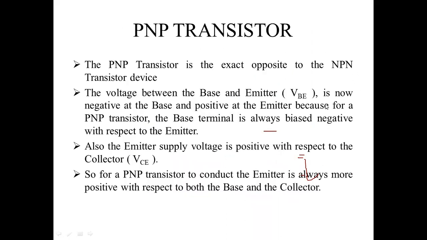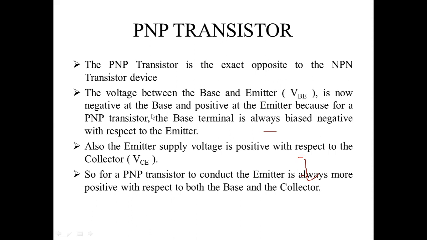So same explanation we have given here now. The PNP transistor is the exact opposite to the NPN transistor device. PNP is exactly opposite, 100%, because N type is completely reverse to the P type semiconductors. All the nature of the semiconductor itself is different. If the P is replaced by N or N is replaced by P, so PNP transistor is exact opposite to the NPN transistor. The voltage between the base and emitter is now negative at the base and positive at the emitter, because P type of semiconductor is there, so that is positive.